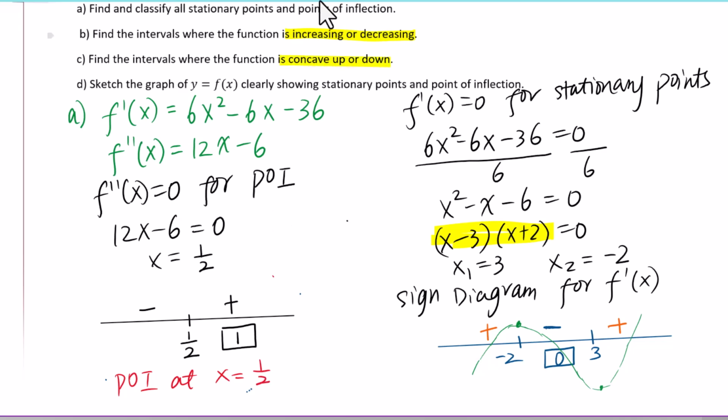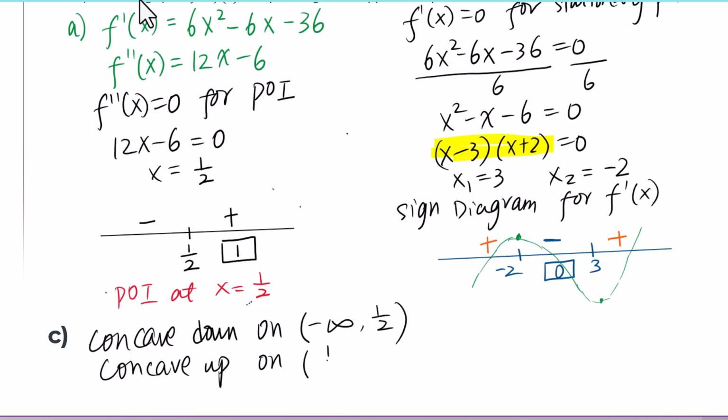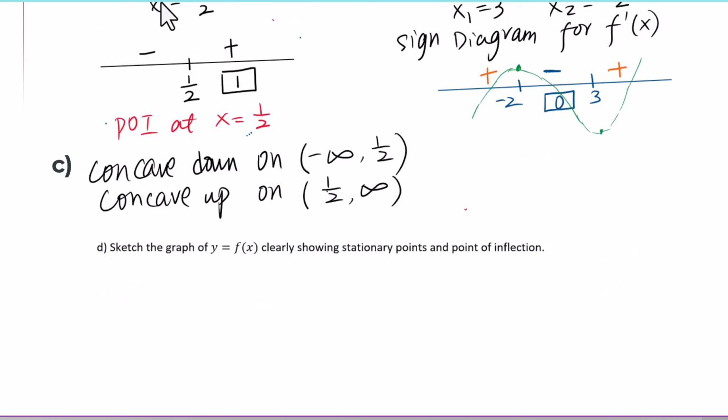Concave up or down, using this sign diagram. Concave down on the interval negative infinity to 1/2. Concave up on the interval 1/2 to positive infinity. Sketch this graph, clearly showing stationary points and a point of inflection.